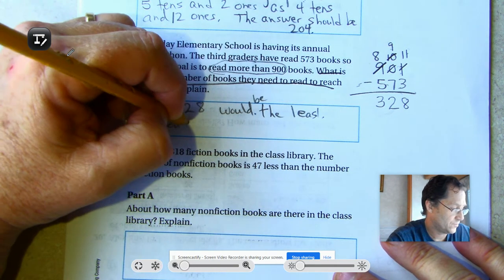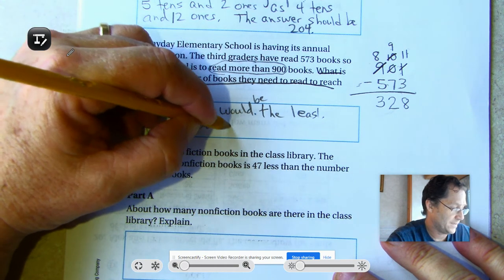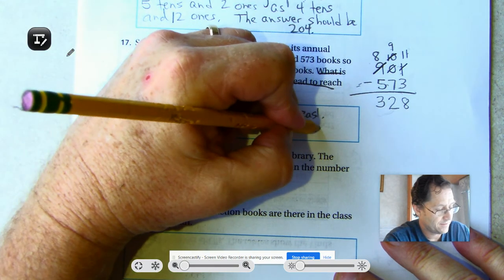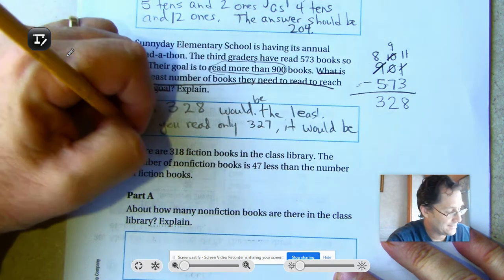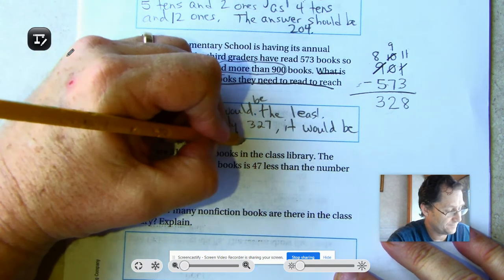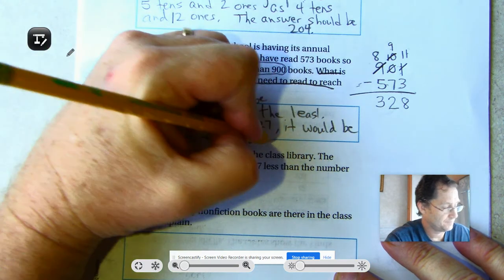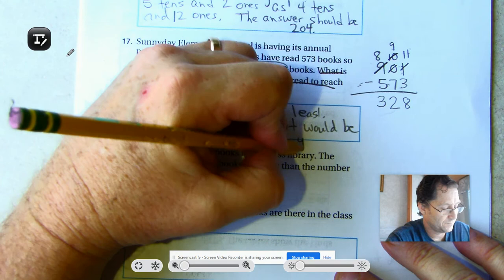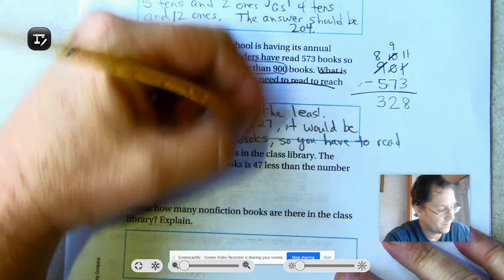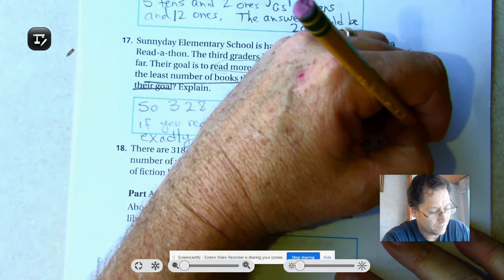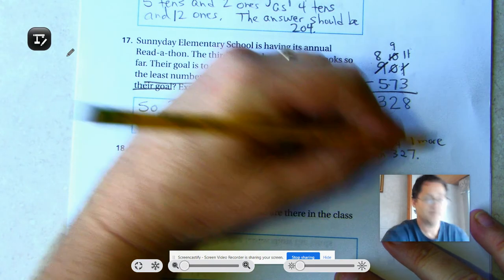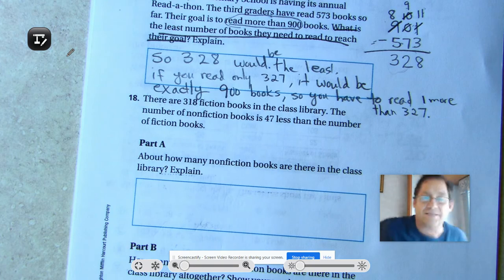If you read only 327, it would be exactly 900 books. So they have to read one more than 327.